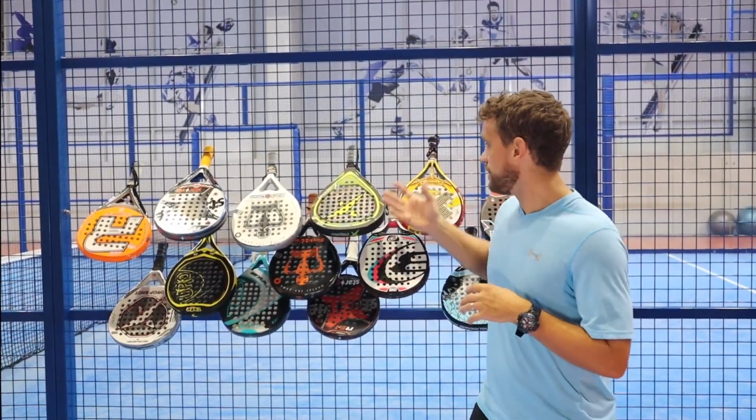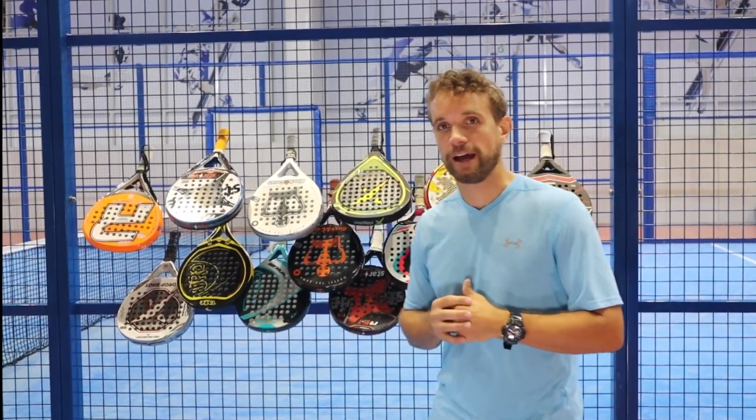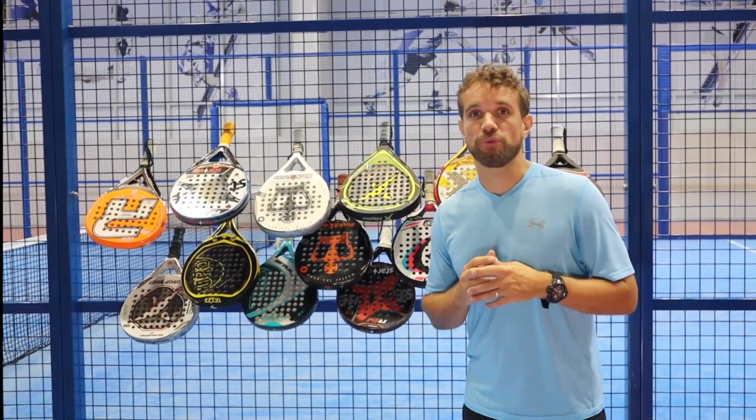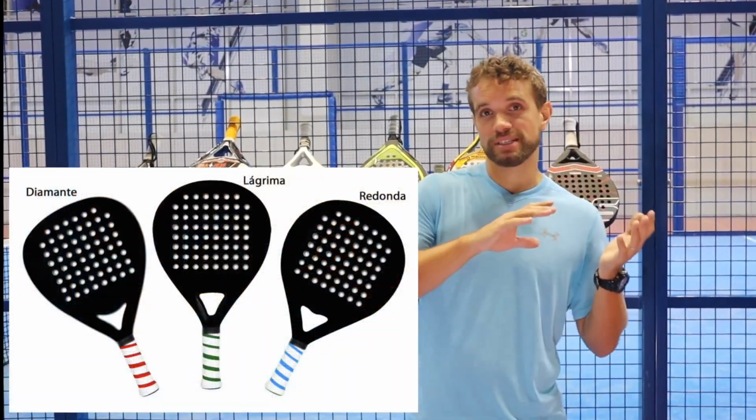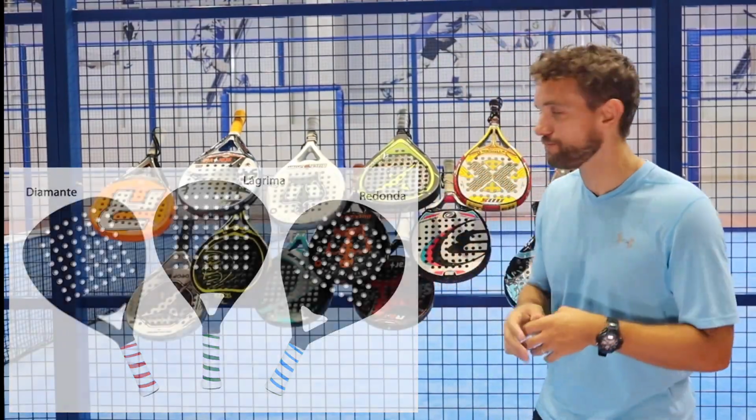Okay, so first we'll look at the shape of the racket. Now often the shape has some characteristics, but it's not always the case, because nowadays the material that you can put inside the racket makes a big factor on whether it's powerful, control, speed, spin, everything like that. So to begin with, we'll look at the three different shapes, and the direct translation from Spanish is diamond shape, teardrop shape, and round shape.